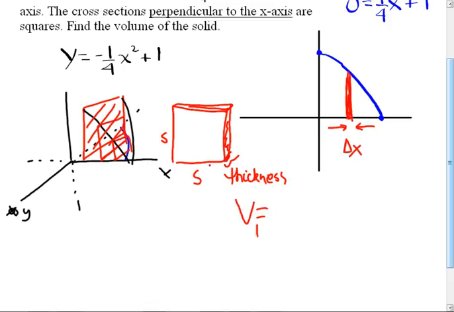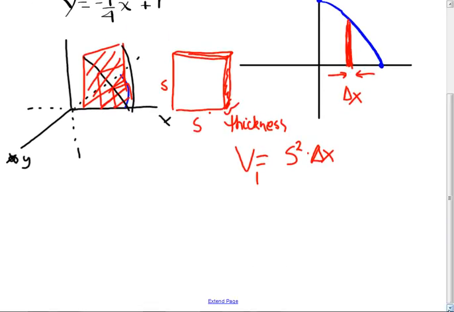It's going to be side squared times how thick this is or how tall it is, just delta x. And then what are we going to do? They're all going to change depending on what their x-coordinate is. The one over here is going to be smaller. What do we do with these? To find the total volume, we add up all those little cross-sections, s squared, dx.